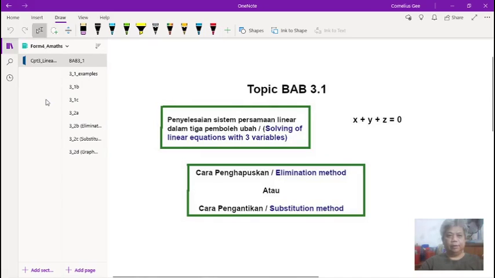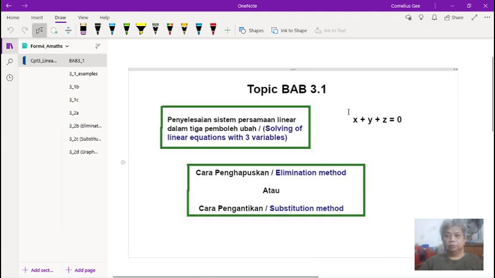Okay, we start with MS, bab 3, yeah? Chapter 3, from 4 MS, chapter 3. This topic is about solving of linear equation with three variables. This is for the first part of bab 3.